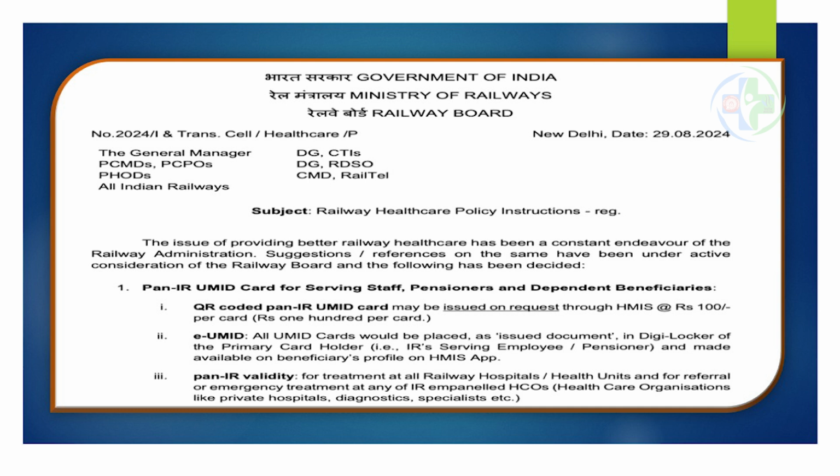The eUMID digital card is a PAN India valid card available through DigiLocker. By paying ₹100 per beneficiary, you can generate this card and have it securely stored in your DigiLocker account. This card is especially helpful in emergencies as it allows treatment at all railway hospitals as well as private empaneled hospitals without prior referral approval from a railway hospital in case of emergencies.